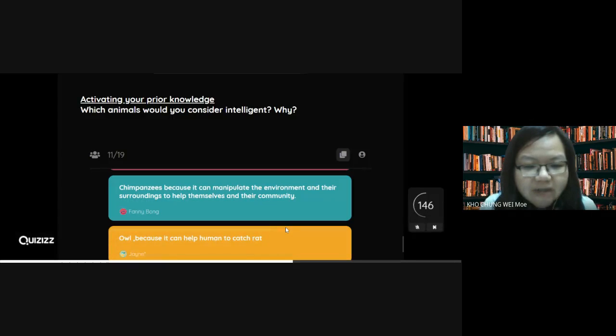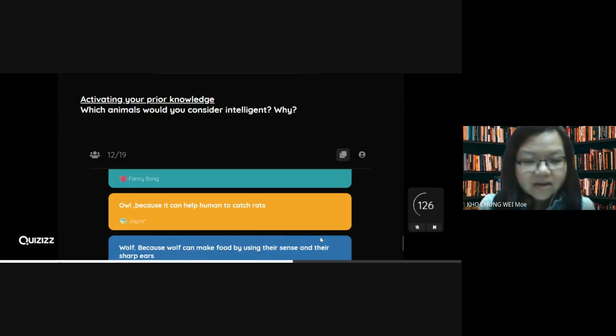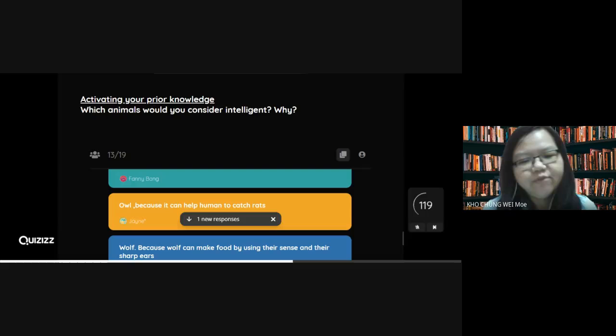Fanny said chimpanzees because they can manipulate the environment and their surroundings to help themselves and their community. Okay, very good. I like the word manipulate. Okay, that's right. Chimpanzees can manipulate humans into giving them food, just like some other animals like dogs as well. They know how to put on that cute face so that you fall in love with them and keep them as pets and give them food and give them love as well.